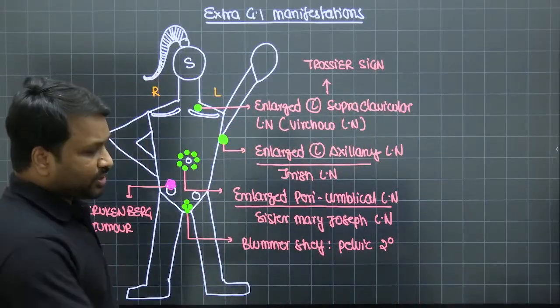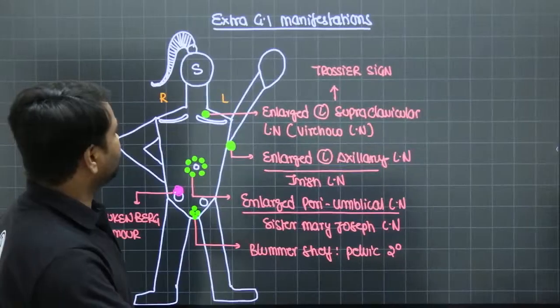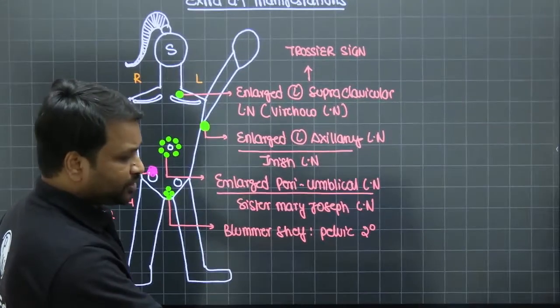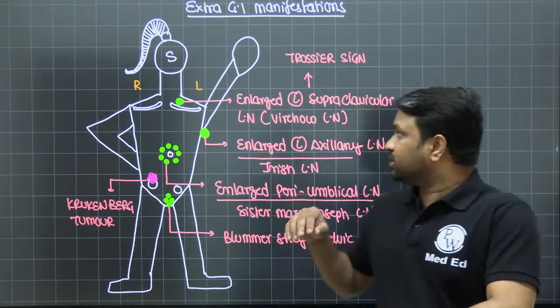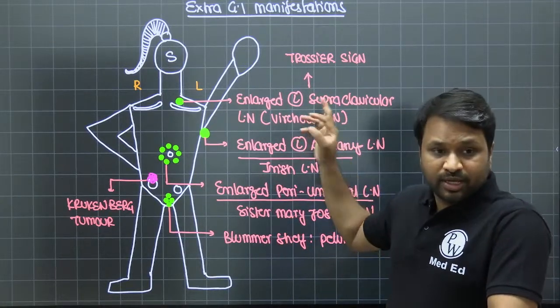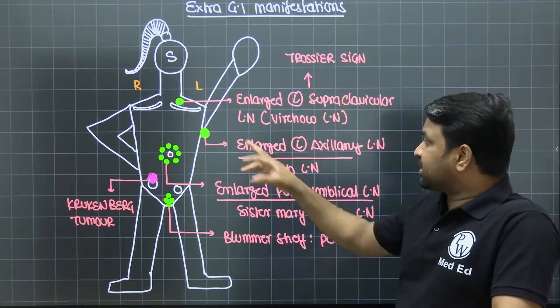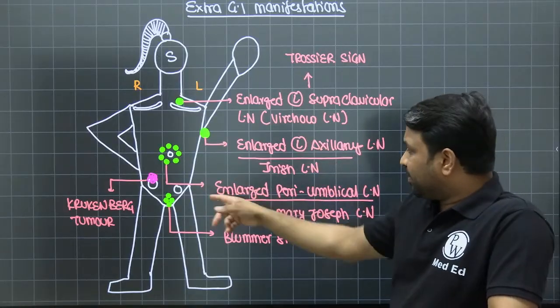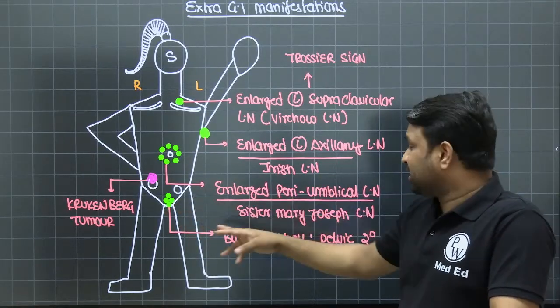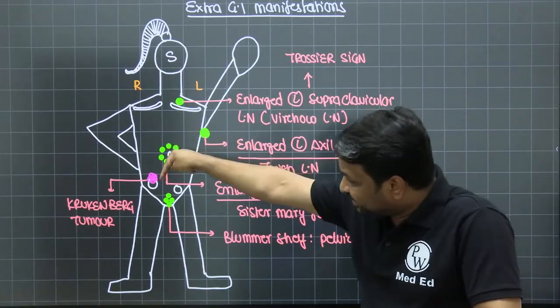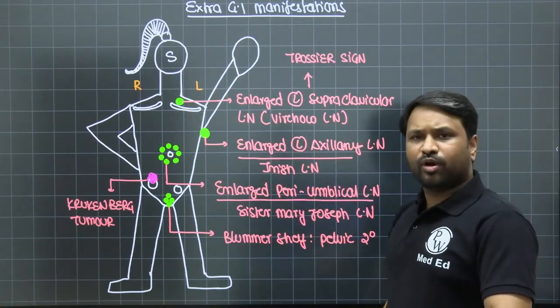So these are the extra GI manifestations that you are able to see. You have the enlarged left supraclavicular group of lymph nodes, which is a Virchow node, the Troisier sign. Left axillary, Irish, periumbilical is going to be Sister Mary Joseph. Drop metastasis into the pelvis is Blumer shelf, and drop metastasis into the ovaries are what we call Krukenberg tumors.